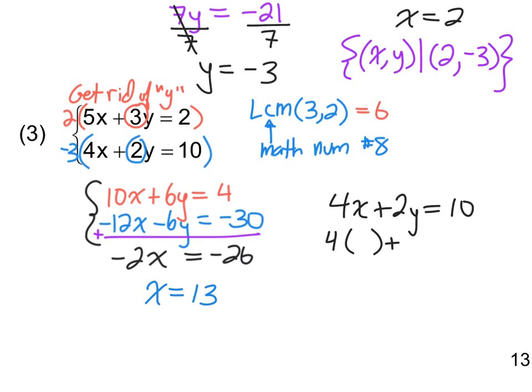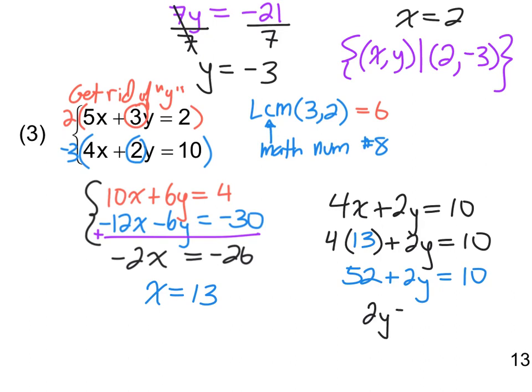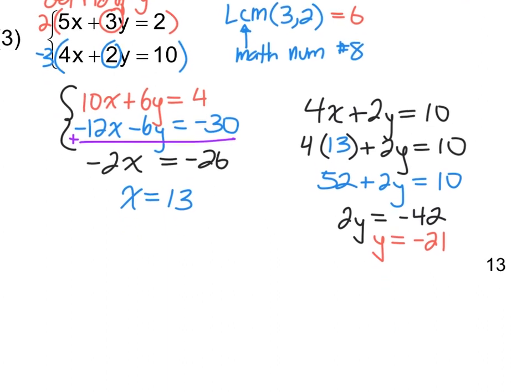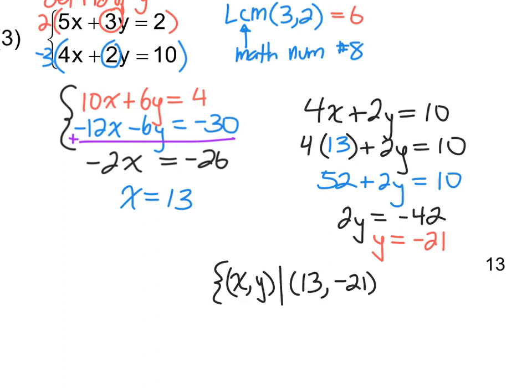So 4 times whatever the x is, in this case 13. 4 times 13 is 52, plus 2y is equal to 10. Subtract the 52, you get 2y is equal to -42. Divide by 2, and you get y equal to -21. All right, so we get an answer of xy that is the same as 13, -21, barring any catastrophic algebraic mistakes.